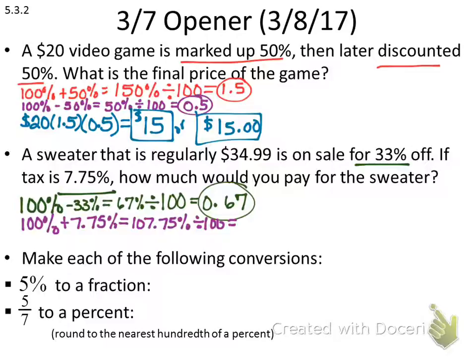Anyone? Yeah, 25. No. 1.0775. Wrong. Good. If you move the decimal twice, 1, 2, you'll end up with 1.0775.